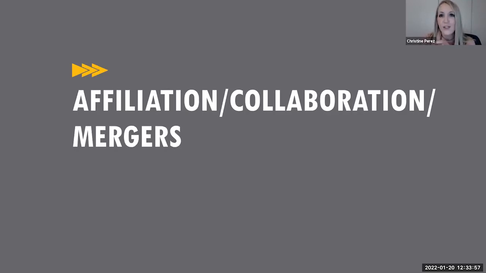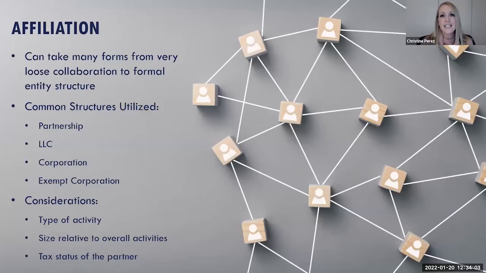So first, we'll talk a little bit about affiliation. Affiliation really can take many forms. We can see anything from a loose affiliation where two or more entities are working together on a project or for something that's exempt or assists the community, to affiliation taking the form of an actual separate entity that is created for a nonprofit organization. So some of the common structures we see utilized here are the partnership form, the LLC, the corporation, or the setup of another tax exempt entity.